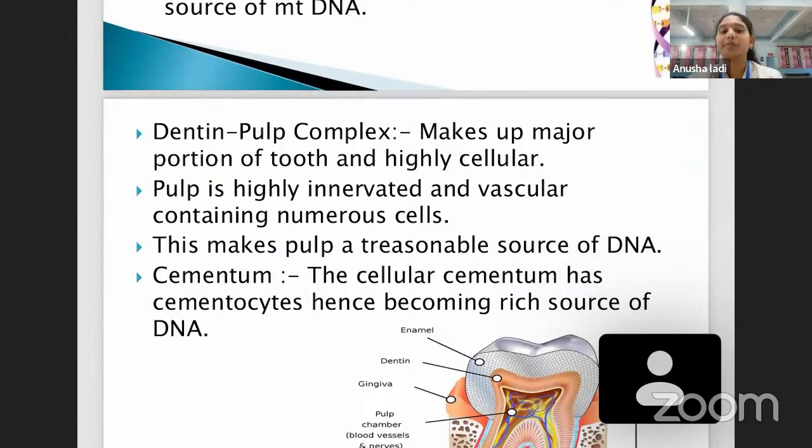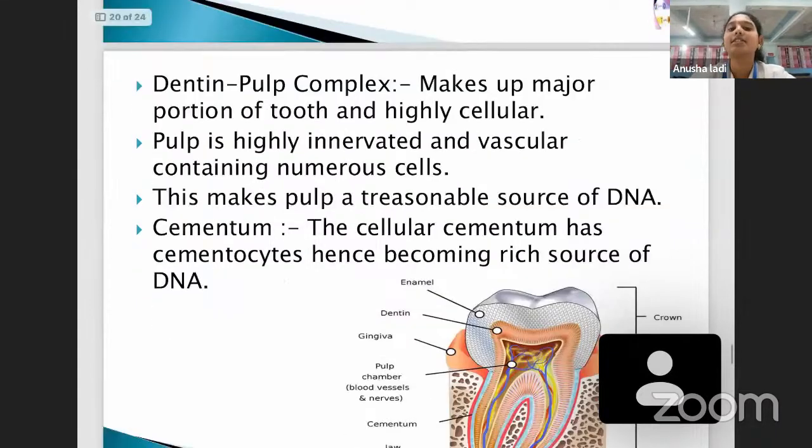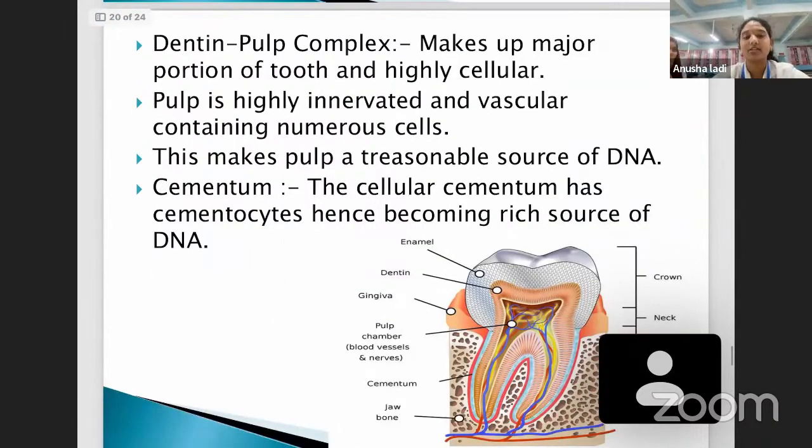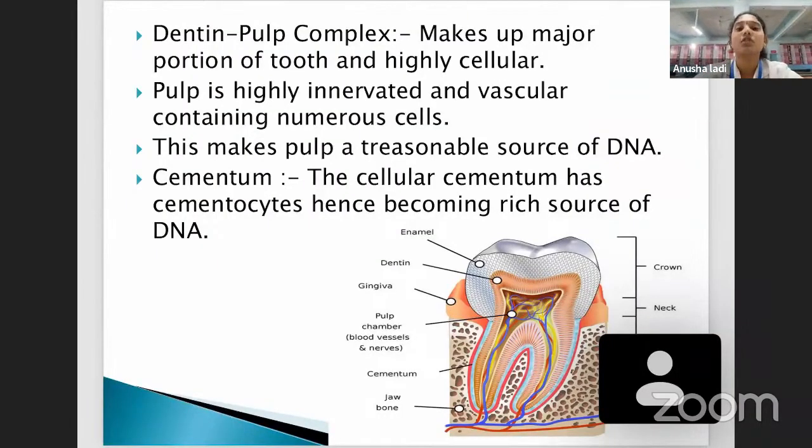Then dental pulp complex. It is also known as pulp. Pulp, which makes the major portion of the tooth, is highly cellular, highly innervated and highly vascular, which contains numerous cells. So it makes the pulp a reasonable source of DNA. Cementum, which has both cellular and acellular. The cellular cementum containing cementocytes becomes a good source of DNA.